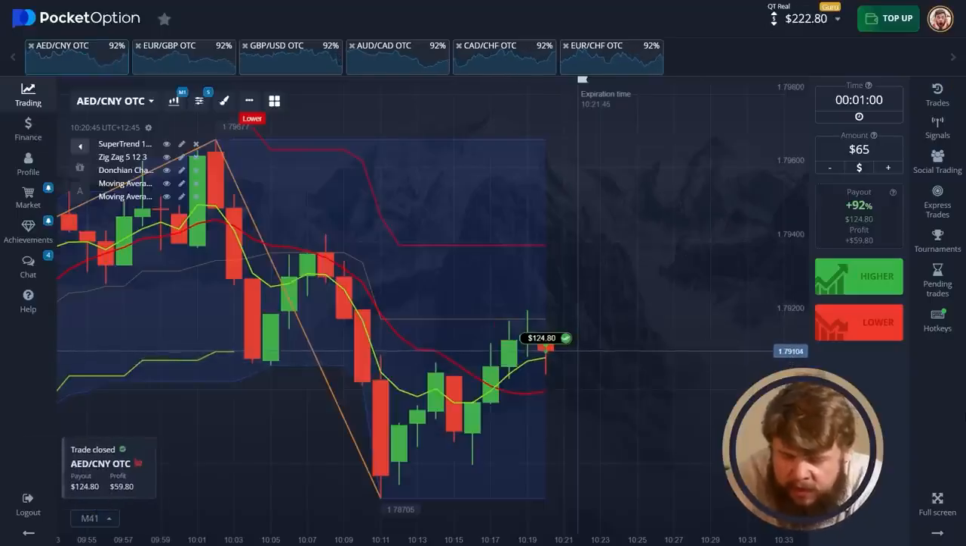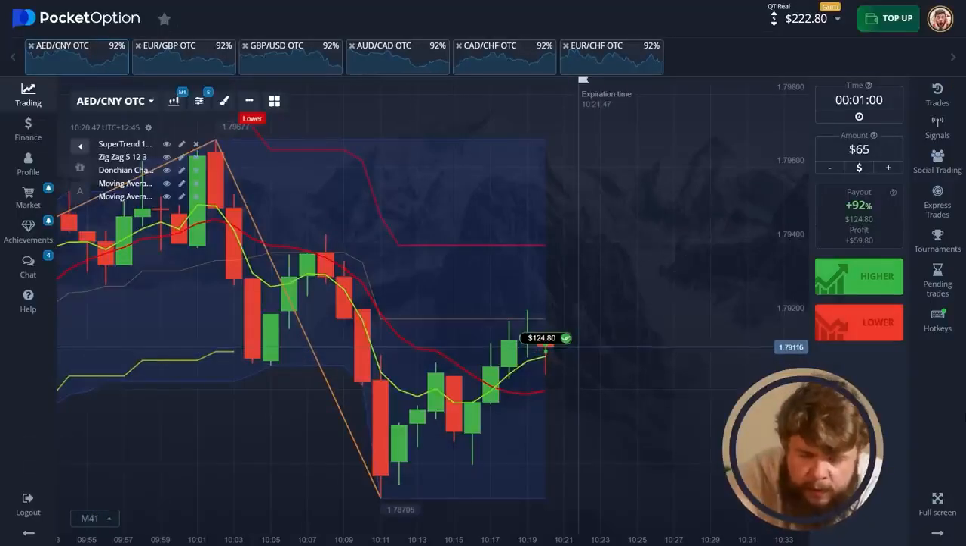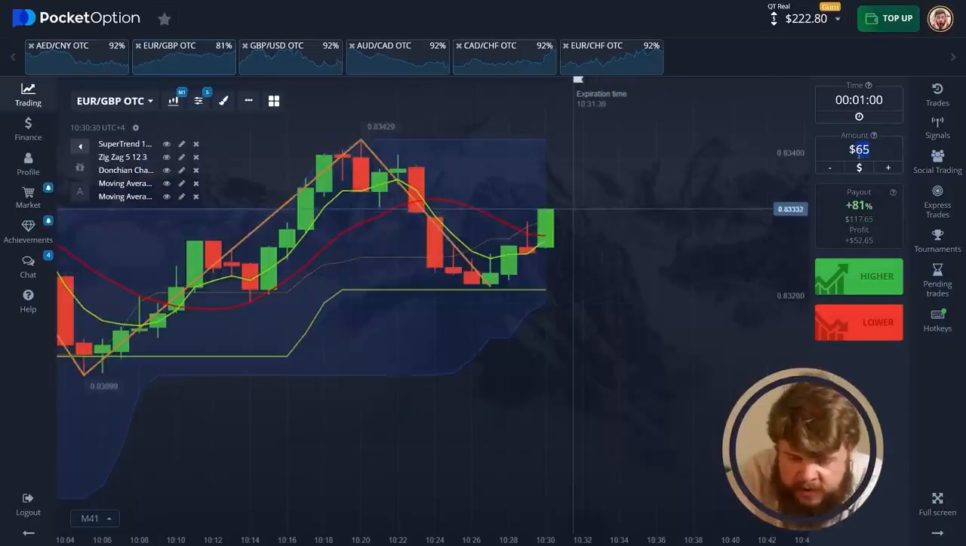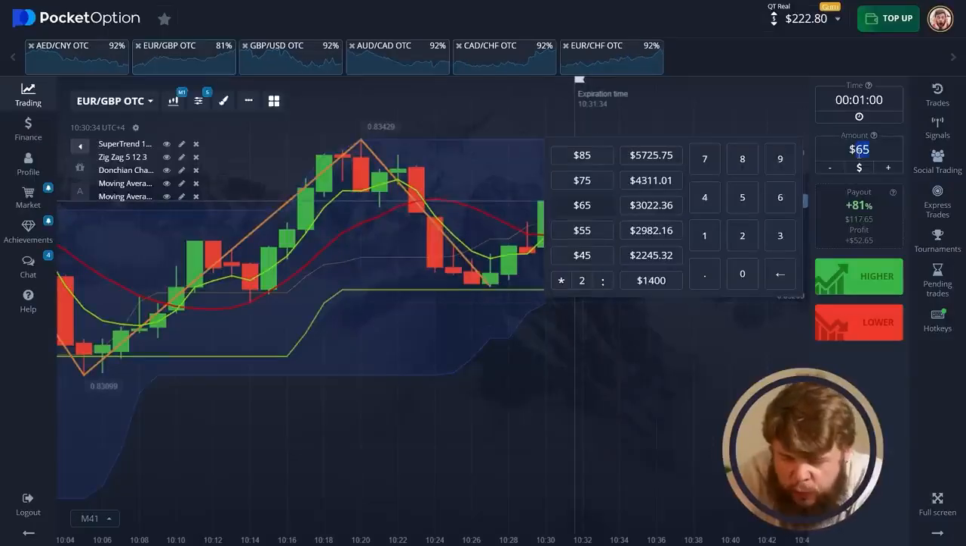Okay, so we have closed the first trade with profit. We now have around $222 on the account. This is quite a good start for the beginning. Sellers failed to break through the support line zone and we started receiving pullback reaction, which turned into upgoing correction.